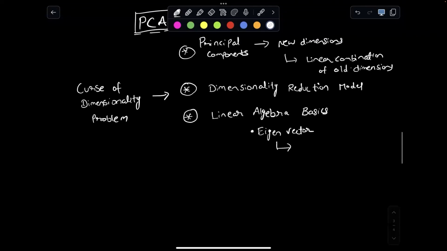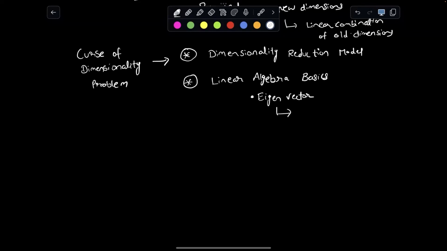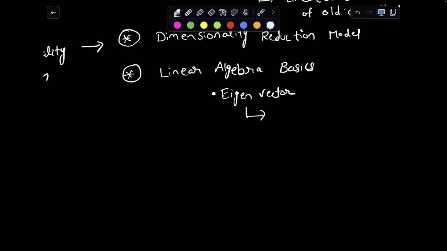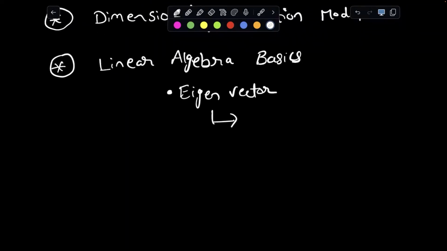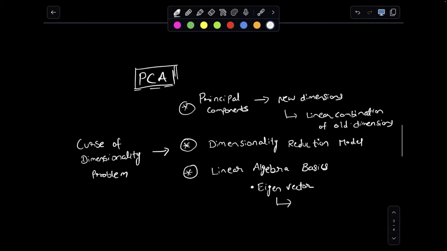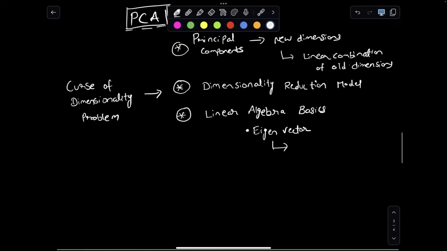And what is an eigenvector? Can anyone tell me how you define an eigenvector? Anyone, guys? You need the definition or the formula? Definition. Eigenvectors are those where even after the transformation, the direction remains the same. When we have the original features and we transform them, capturing all the variance using the covariance, we find the new dimensions. The new dimensions are the principal components, which are the eigenvectors.